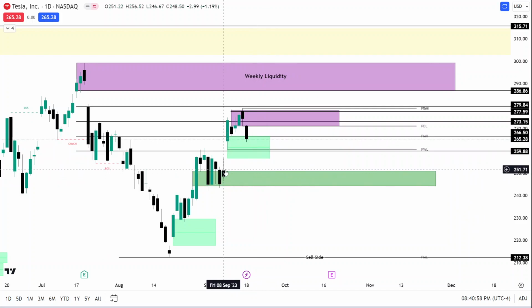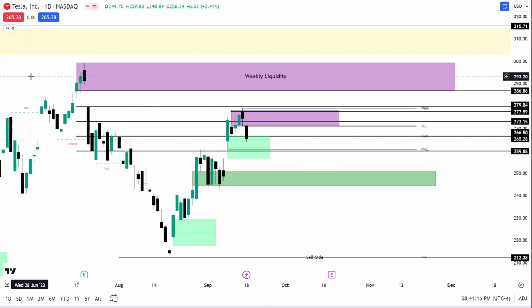Between these two fair value gaps, we have the volume imbalance between these two candles, from the high here to the low or open of this candle. We also have that gap to close. So we'll be watching to see how price reacts in it and to this gap and see if there's a willingness to want to run lower.